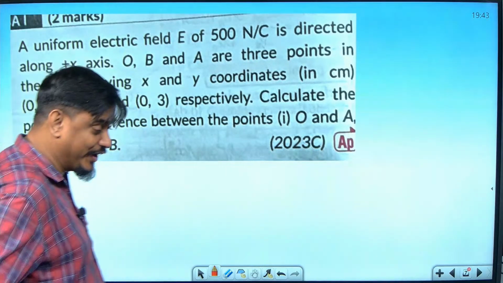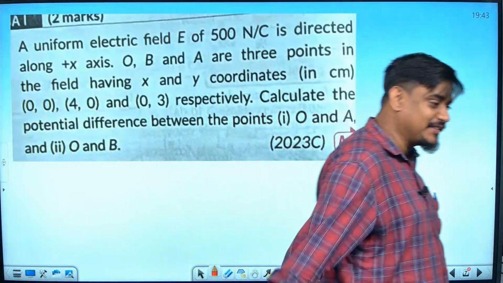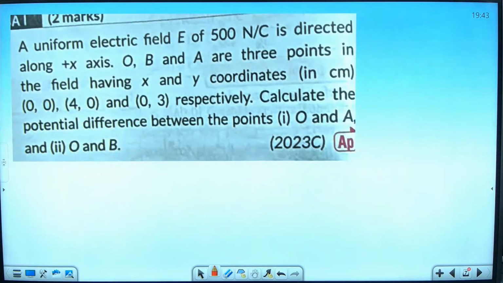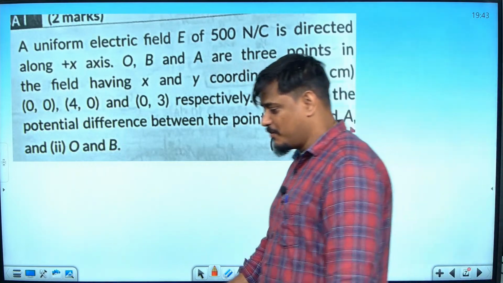So, even if you fail and write the compartment examination, you are going to get this level of question. Actually, it is again a simple question, but the previous question also was simple only.